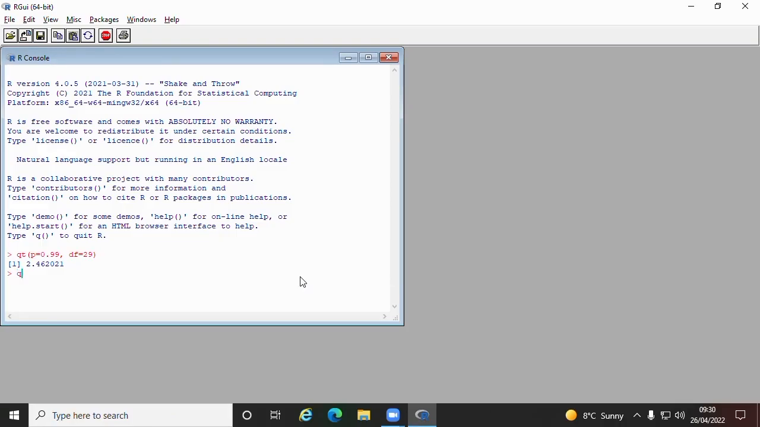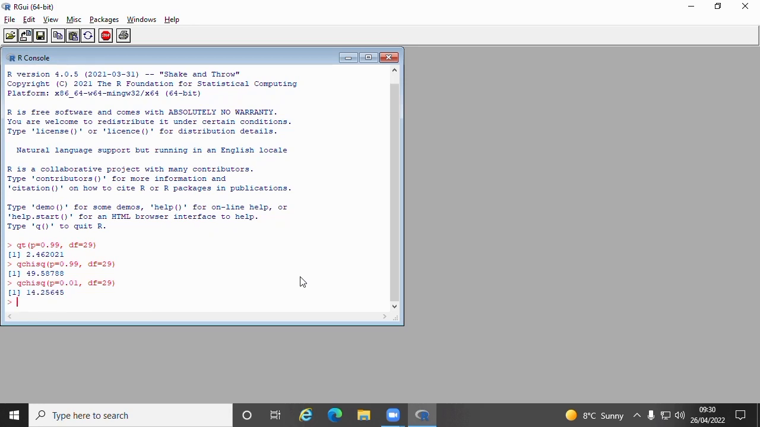So to find the quantile, we start with Q, and then the keyword for the distribution, which is chi-square. The input will be P equal to 0.99, degree of freedom 29, as before. And we also need to find the other number with P equal to 0.01. So from this, you have 49.589 and 14.256.